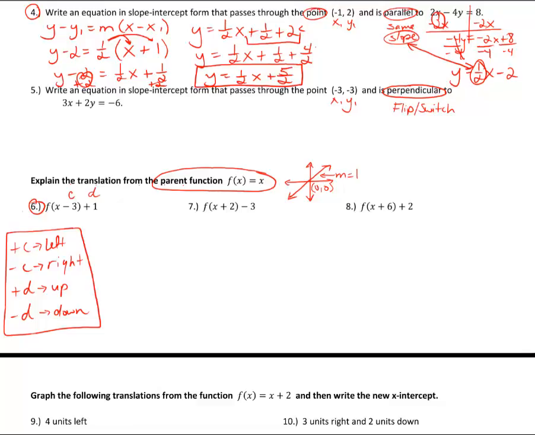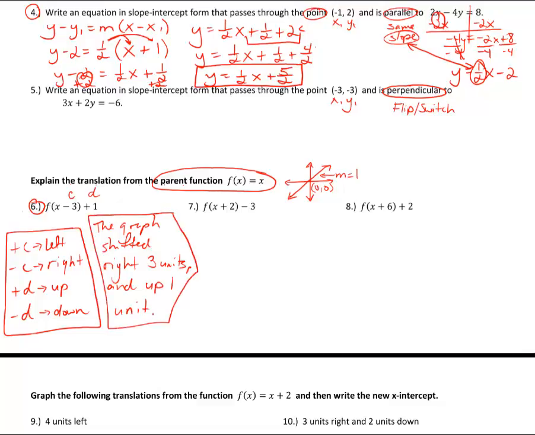All right, so 6, you have to subtract. Well, you have minus 3 on the inside, which is your C value. So minus 3 is right. So you'll say the graph shifted right, how many? Good, 3 units. And the plus 1 is the D value. So when you add, it goes up. So you'll say and up 1 unit. And that's it. So you'll do the same exact thing for 7 and 8.